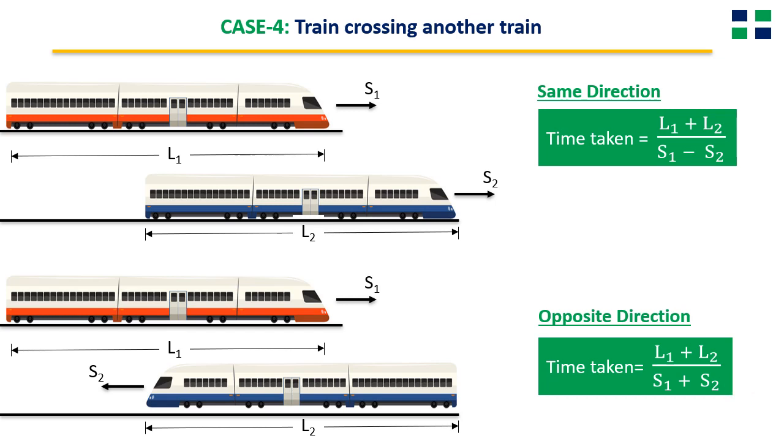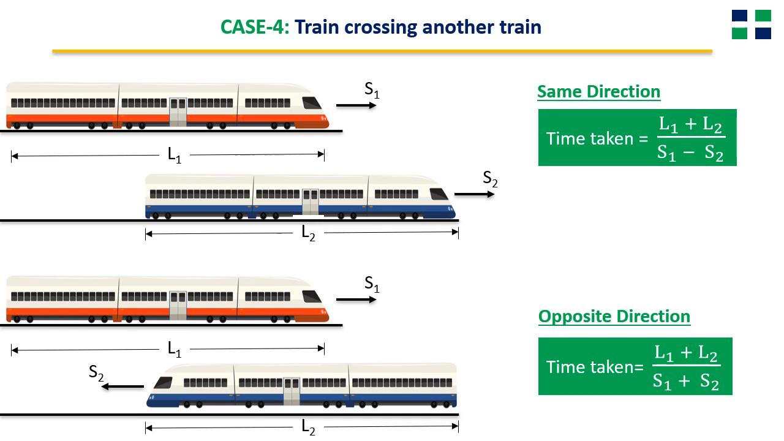So these are the 4 cases on which numericals are generally asked in your competitive exam. Let us quickly summarize what we have learned from these 4 cases. Case number 1, time taken by a train to cross a standing man. Case number 2, time taken by a train to cross a bridge.